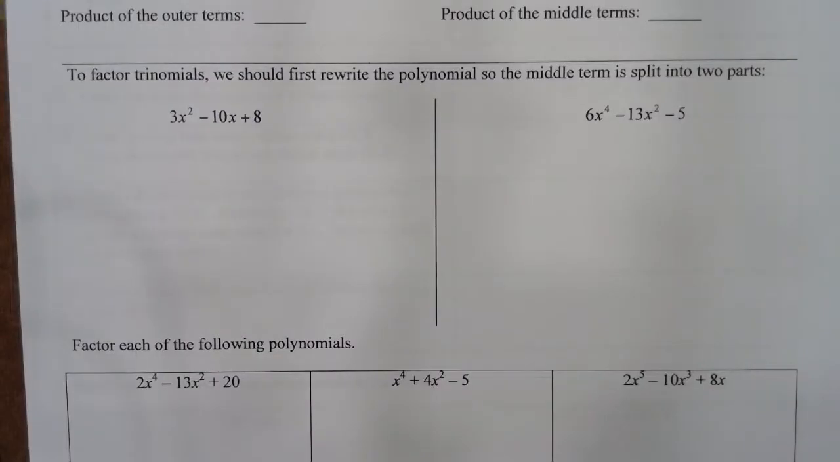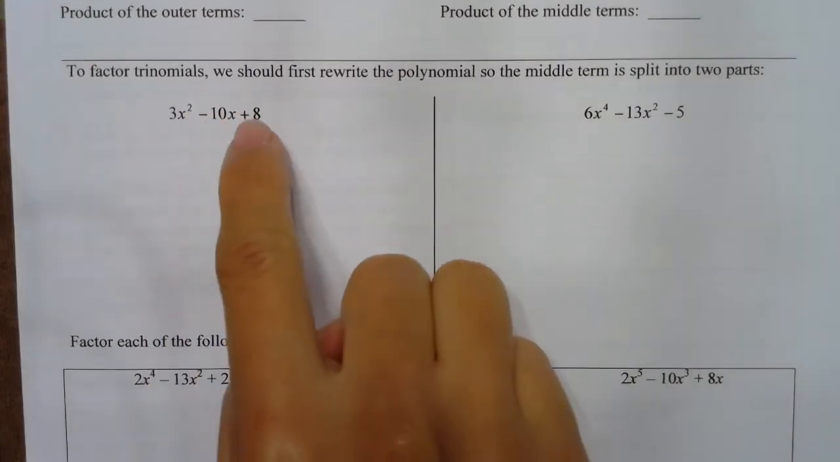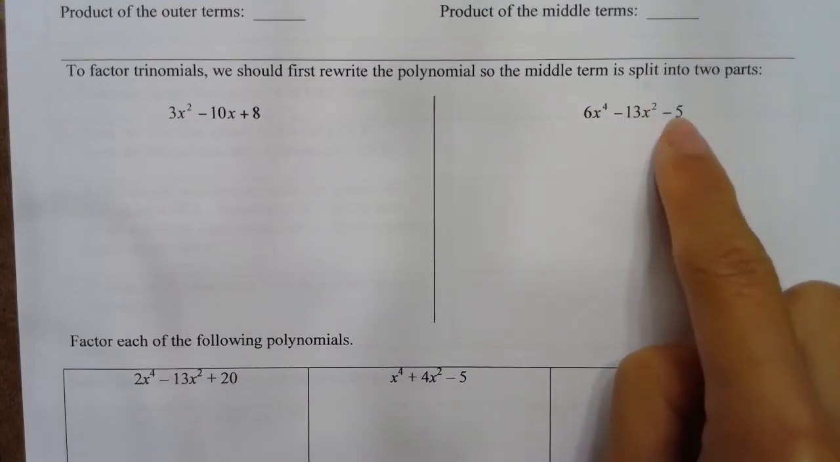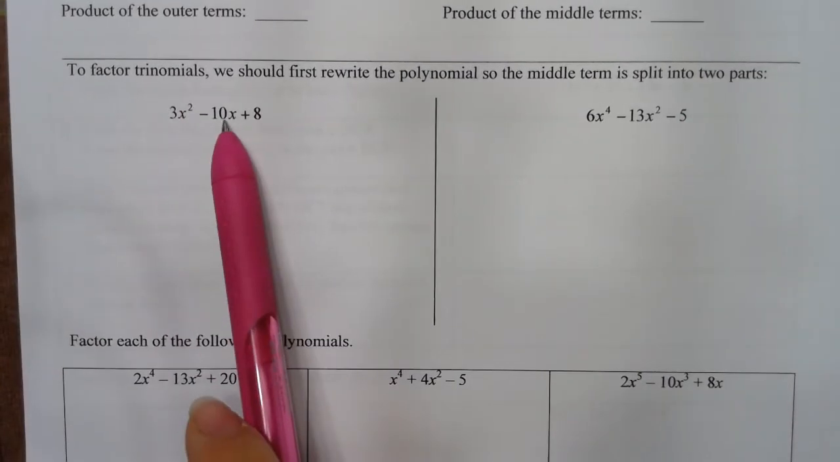Right now, if you go to the next page, we're going to do factoring trinomials. What I mean by trinomial is that there are three terms. So look at these two examples here. There are three terms and there are three terms. One more thing you have to be careful about is this. What is the degree of the middle term?